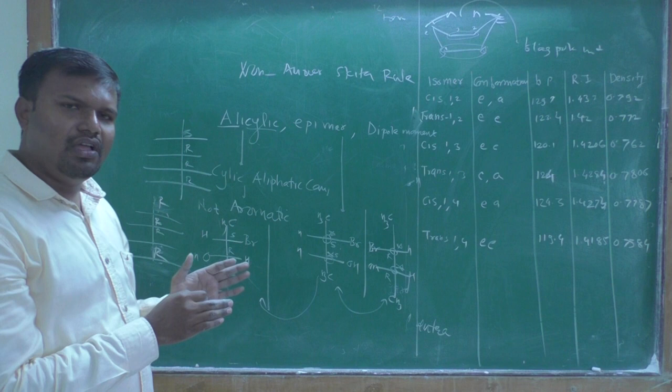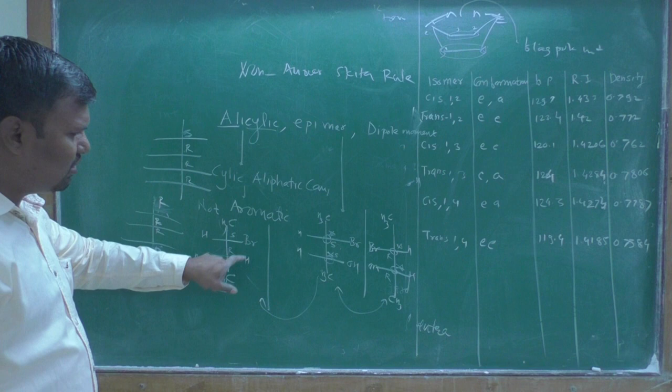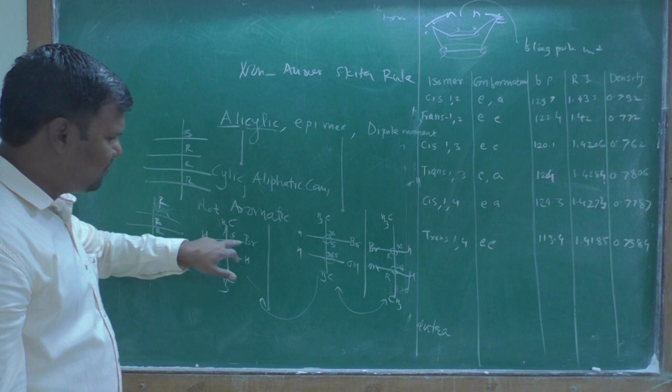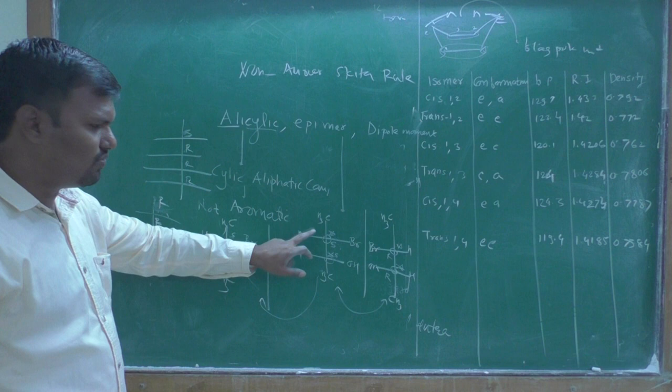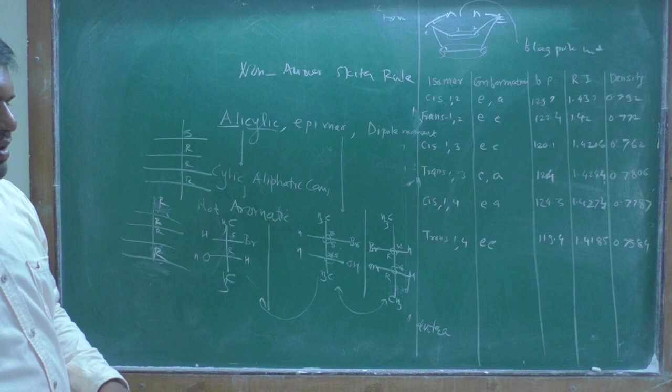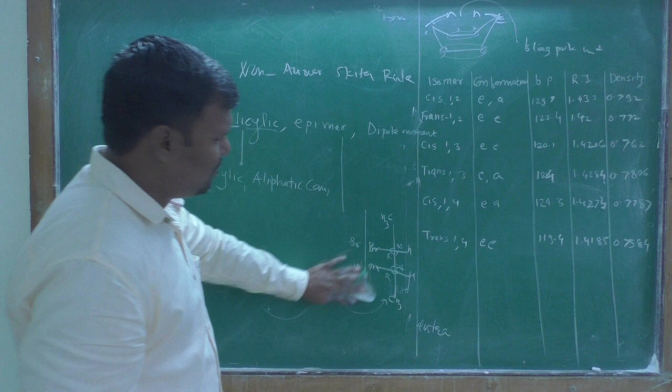For example, if the configuration of the first carbon is the same, for the sake of convenience we take an example, so it may be R or S. If only one carbon's configuration is changed, that is epimers. Remember that if the configuration is changed at only one carbon, and all the other carbons have the same configuration, that is called epimers. Okay, this is all about the meaning of epimers.